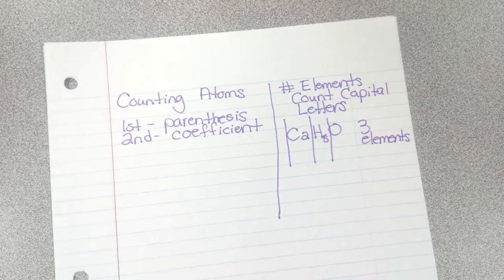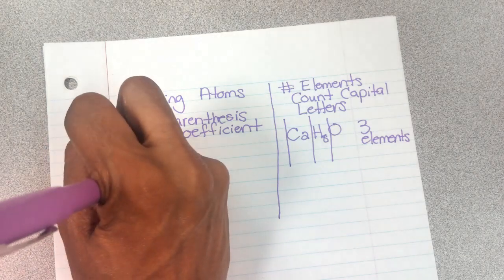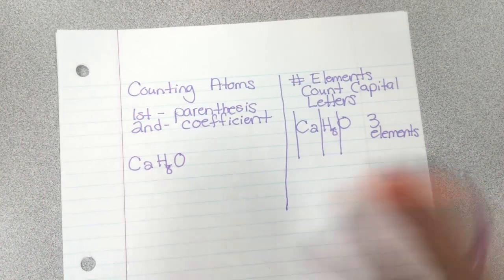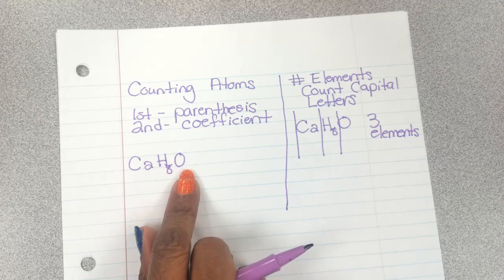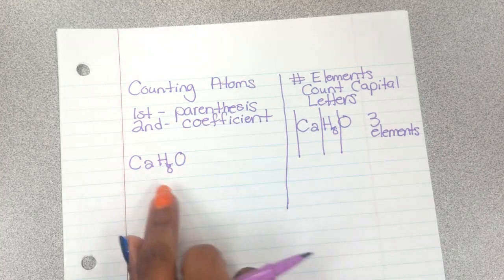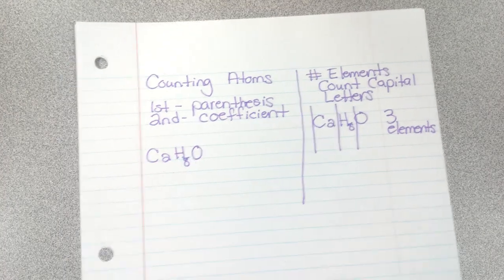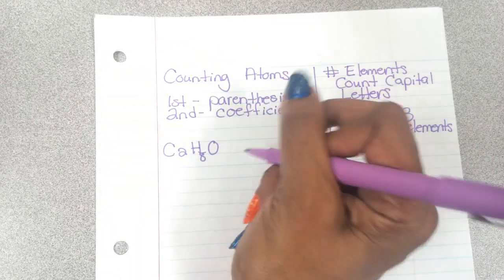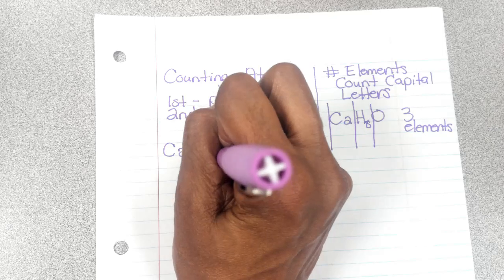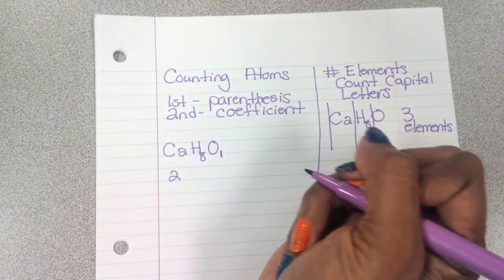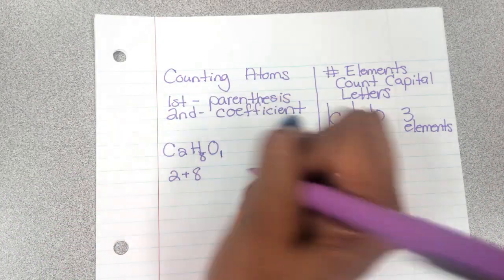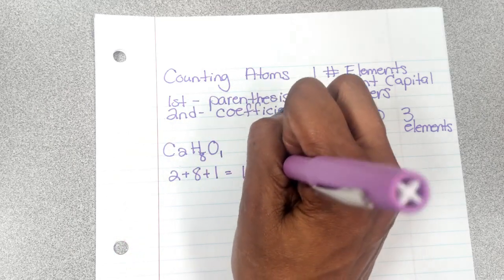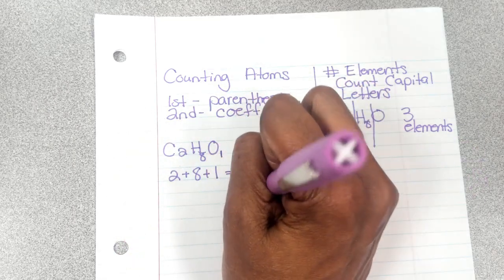Now, if I were to ask you how many atoms, you look at your subscripts, and we're going to do some easy ones and then some harder ones. You add all of your subscripts together. If there is no subscript, it means 1. So I have 2 carbon, 8 hydrogen, and 1 oxygen. So I have 11 total atoms.